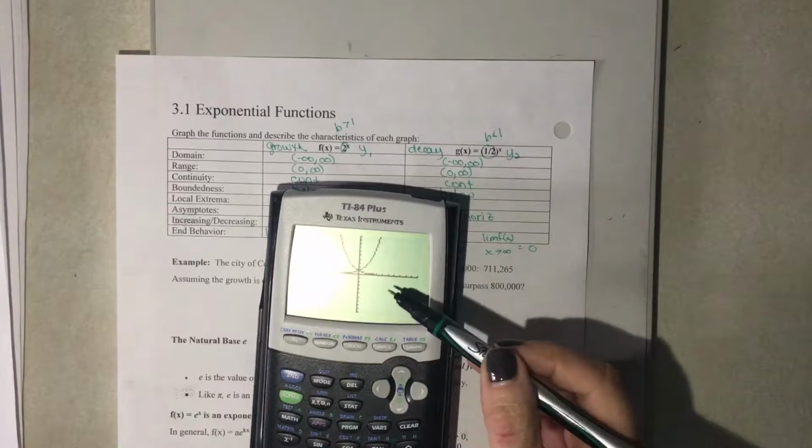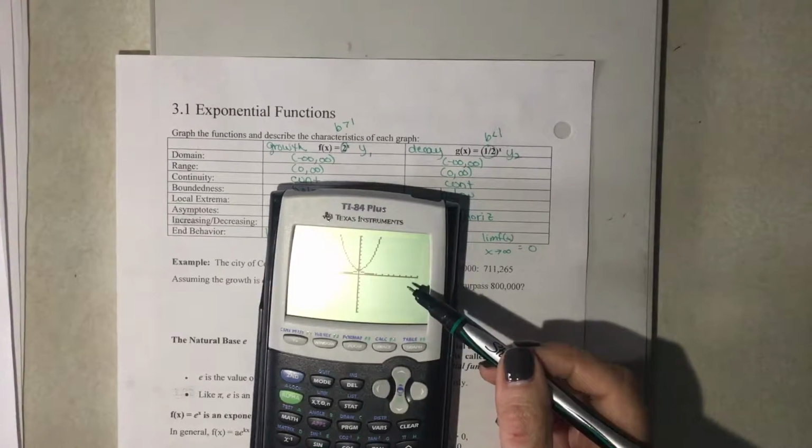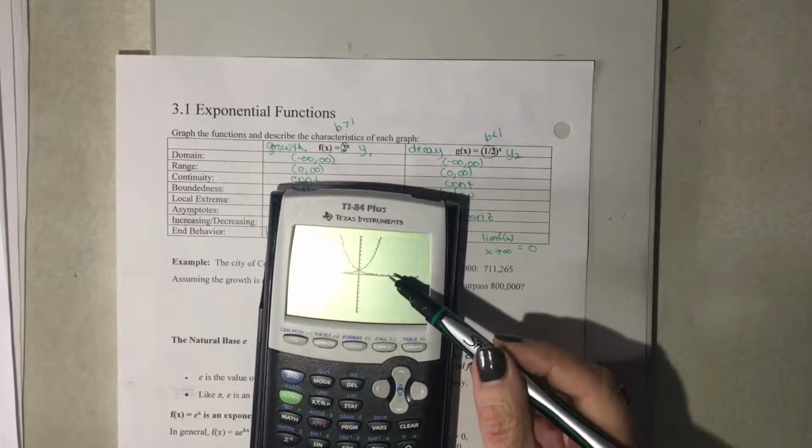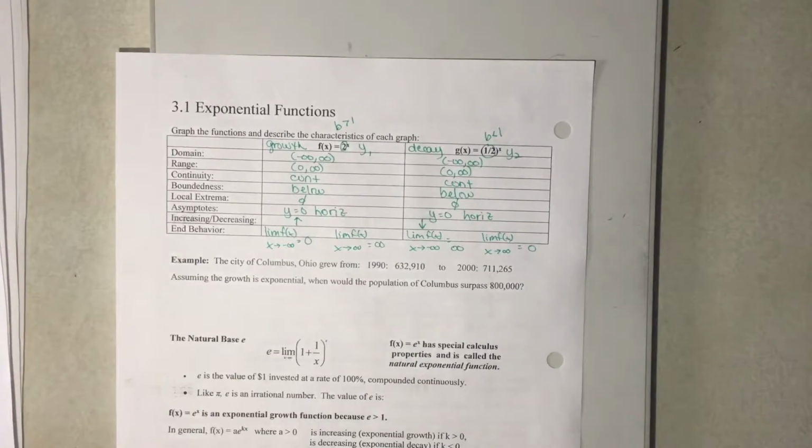Questions on the characteristics and similarities and differences between those two graphs? Okay? Pretty straightforward as we are going through that, except for my increasing, decreasing, and end behavior on that. Okay?